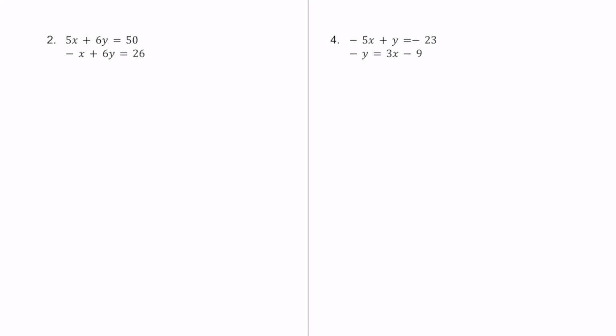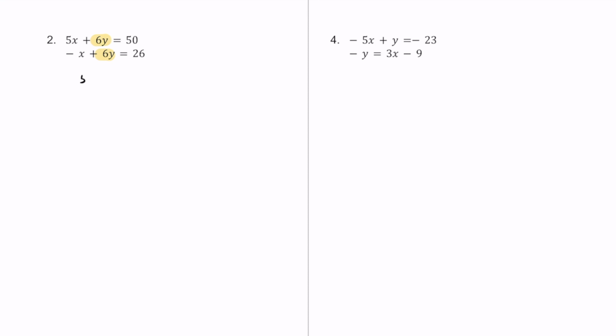For number 2, we have the equations 5x plus 6y is equal to 50, and negative x plus 6y is equal to 26. So let's look for some matching coefficients or opposite coefficients here. If we take a look here for the x terms, we have a 5 and a negative 1 for our coefficients. Those don't match, so it's not ideal. But if we take a look at the coefficients for y, there's 6 and 6 here, so we do like that. So we can go ahead right away and start with our elimination method here.